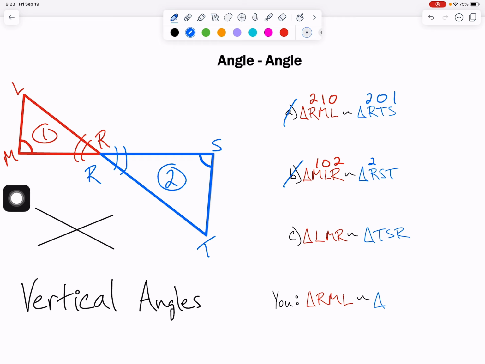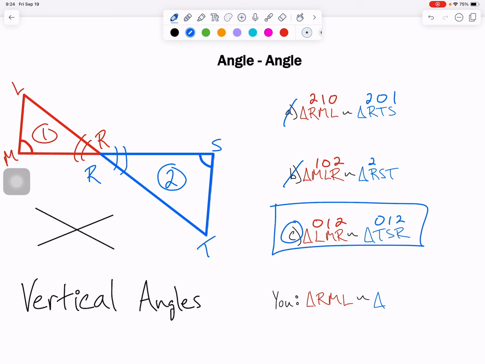Let's try answer choice LMR. It goes from 0 to 1 to 2. TSR goes from 0 to 1 to 2. Oh my goodness, if we were taking a multiple choice test, we would have our answer. We have a stone cold match.